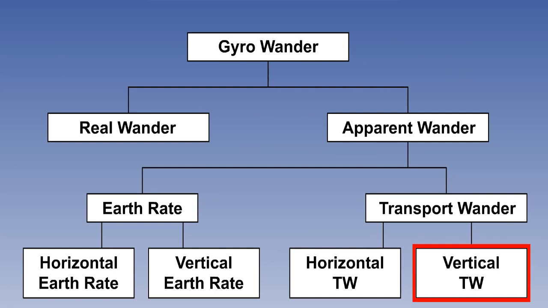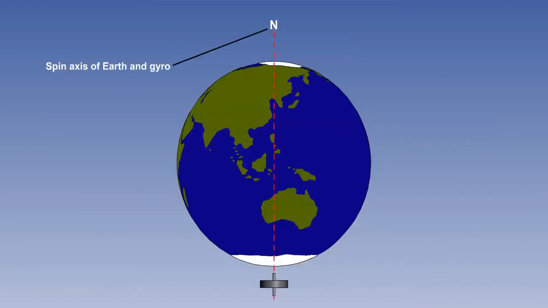So, we're now on to the correction for vertical component of transport wander. This is also known as Schuler tuning. It has nothing to do with Earth spin. It is because, as we travel over the Earth, the gyro would remain fixed in space, but the local direction of the horizontal changes. Our accelerometers are affected by gravity, and they must be kept horizontal to local gravity.